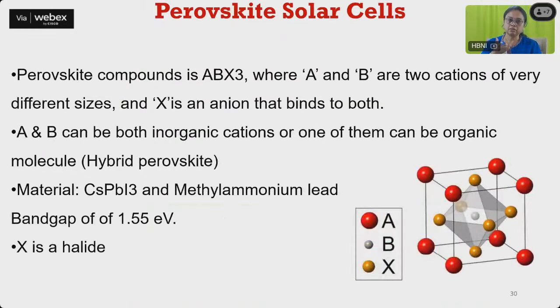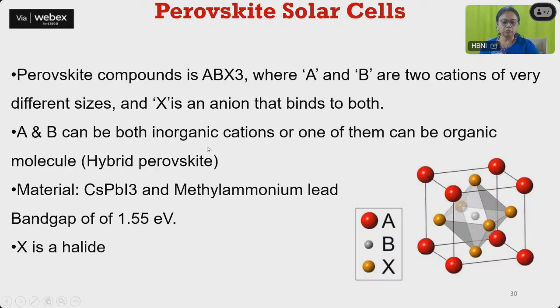Now coming to the other kind of third generation solar cell, the perovskite solar cell. So perovskite is basically a crystal structure. So perovskite compound has got this ABX3. So here A and B are cations, and we have got an anion, X3. Their sizes are very different. And X is an anion that binds to both, so X is bonded to both A and B.